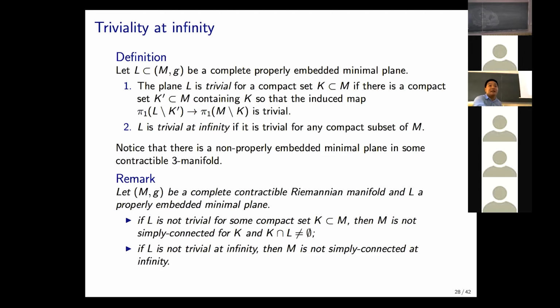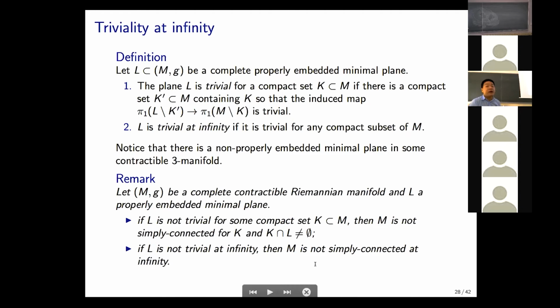Let me make some remark. Let M be a complete contractible Riemannian manifold and L a properly embedded minimal plane. If L is not trivial for some compact set K, then M is not simply connected for K, and L will intersect K. If L is not trivial at infinity, then M is not simply connected at infinity.